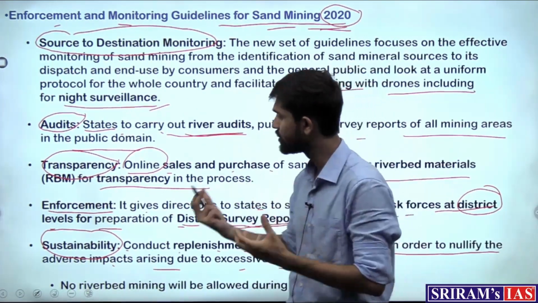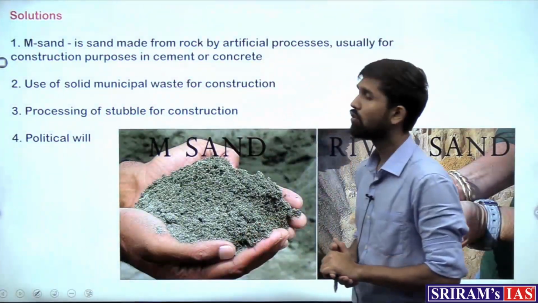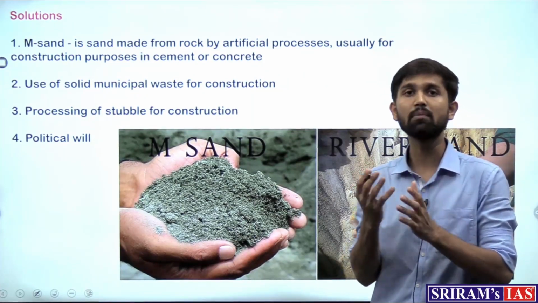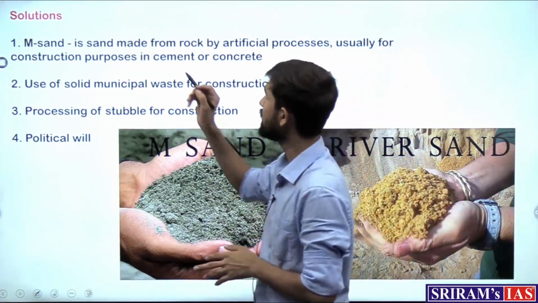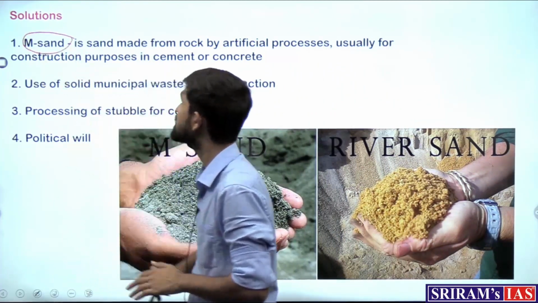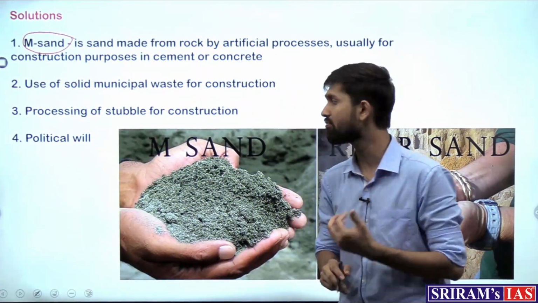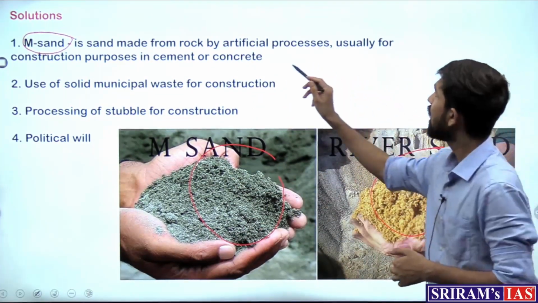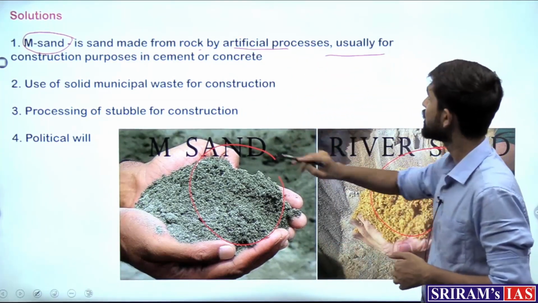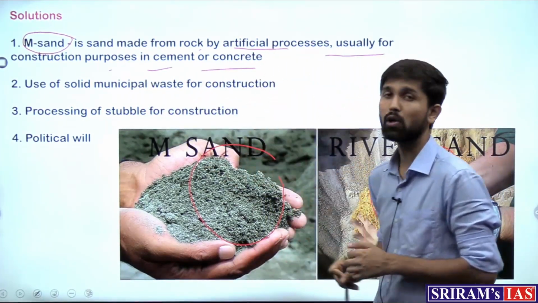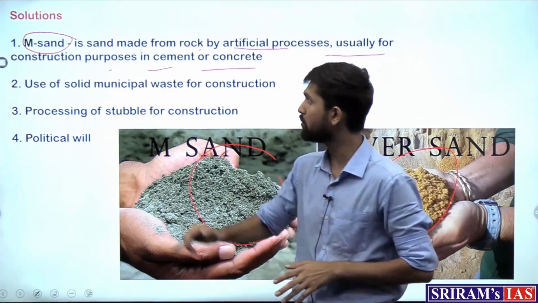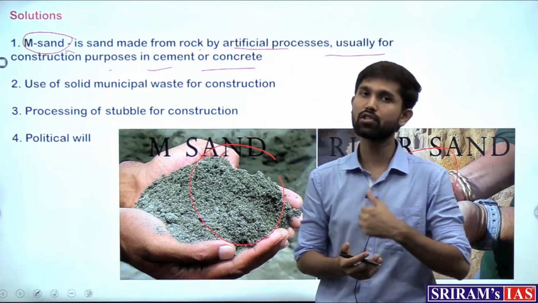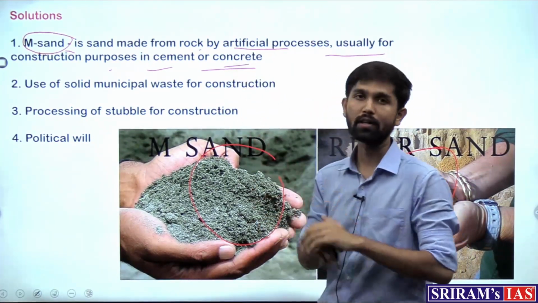So what are some of the other solutions that can be employed to tackle this issue of illegal sand mining and also to sustainably use this resource of sand? So one such alternative is being given as M sand. M sand, or what is also called manufactured sand, is different from the river sand, which is manufactured by artificial processes, usually for construction purposes in cement or concrete. So if we substitute the river sand with M sand, this would lessen the load on the usage of river sand, which becomes a good alternative to use.